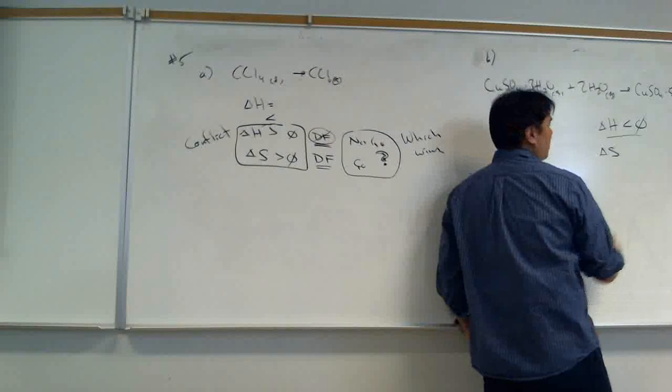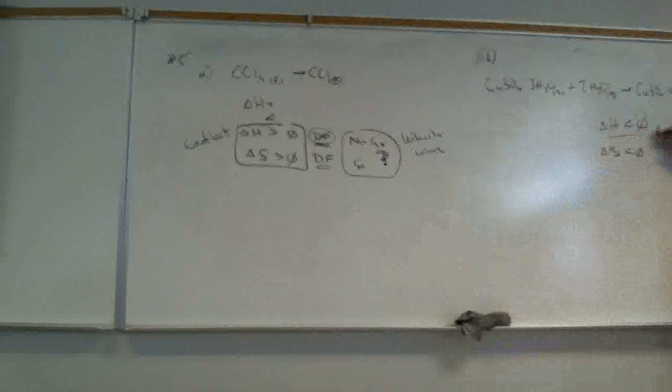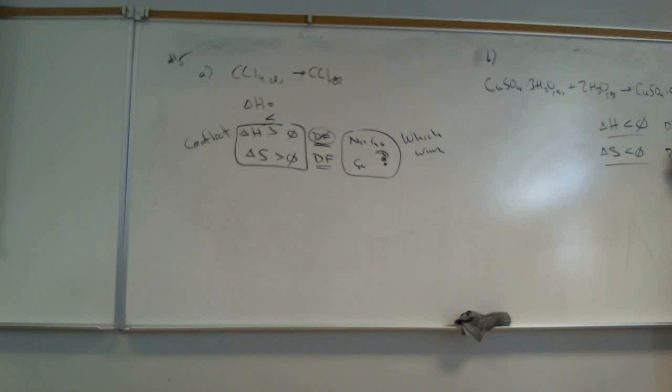It's less than 0. And so delta H, this is good because we're going down in energy. Going down in energy, that's a driving force, right? But delta S, that's bad because we don't want to be going down in entropy. And so, again, we have a conflict. Which wins? One says reaction, the other says no reaction.